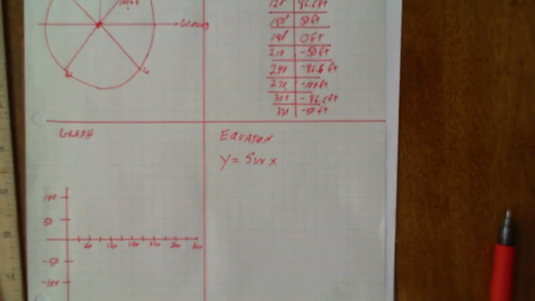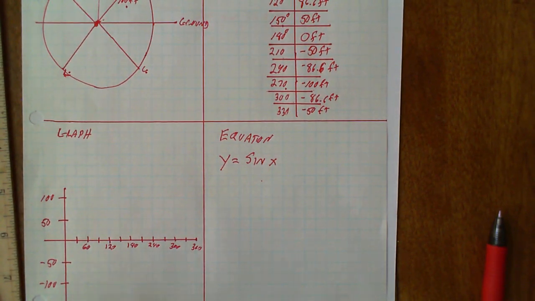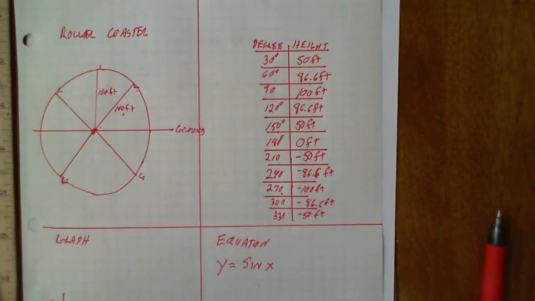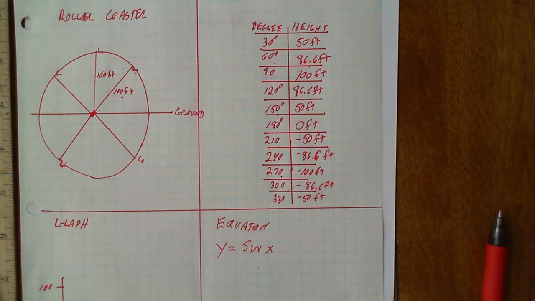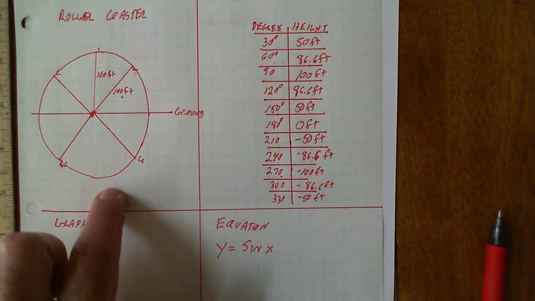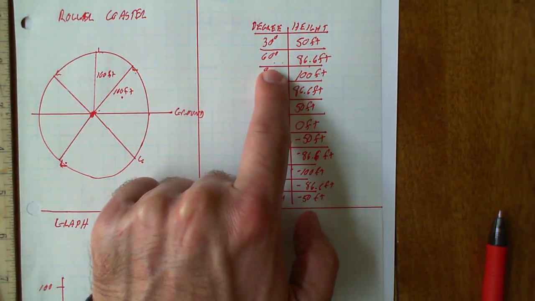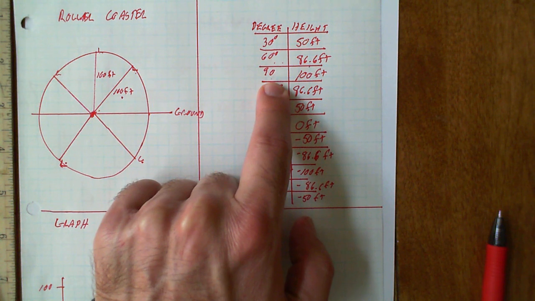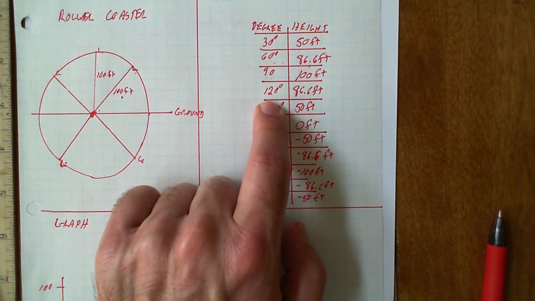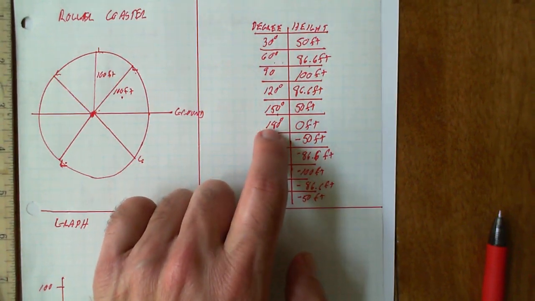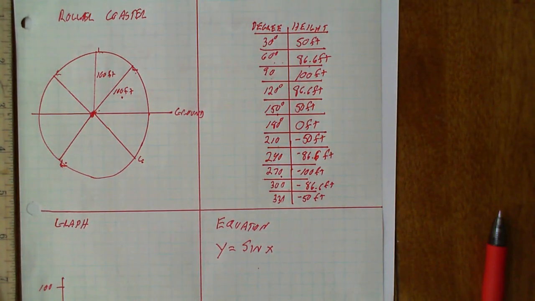There's our table. That's the hardest part. Here's a full picture of the table. You should have all of those calculated using sine: where they are on the Ferris wheel, how high they are. 30 degrees is 50 feet, 60 degrees is 86.6 feet, 90 degrees is 100 feet, 120 degrees is 86.6 feet, and so on. You should be able to calculate all of those out.